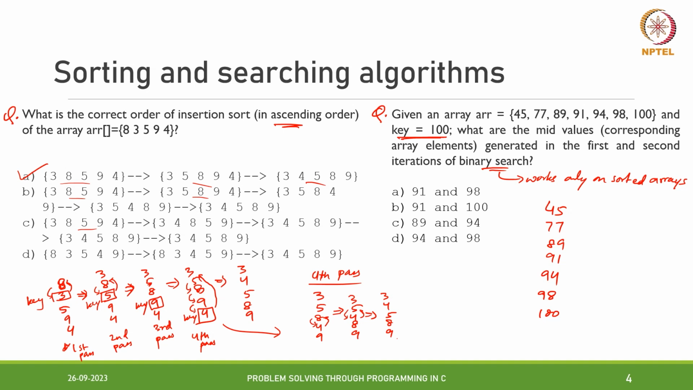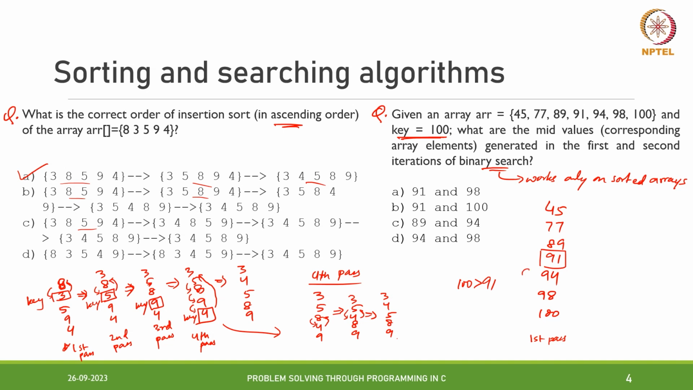So what do we do in binary search? We first divide the array into two parts. Here we have 7 elements, so we will go for the fourth element. We'll first go to the middle element. Let's say this is the first pass of the array. In the first pass we will go to the middle element. The middle element is the fourth element here because there are 7 elements. We'll check whether this is 100. No, this is not 100. Is 100 greater than 91?